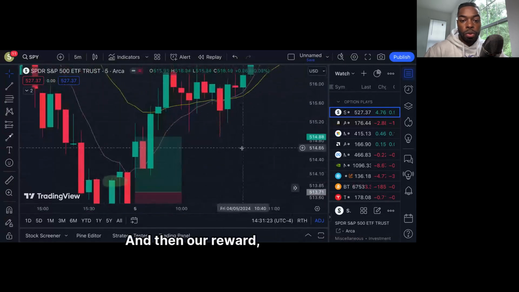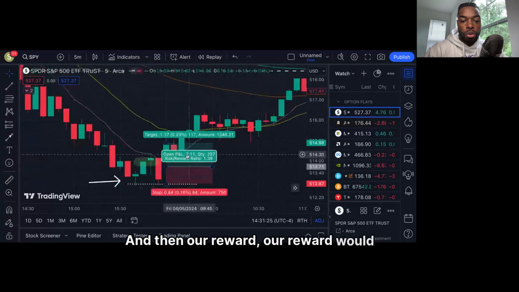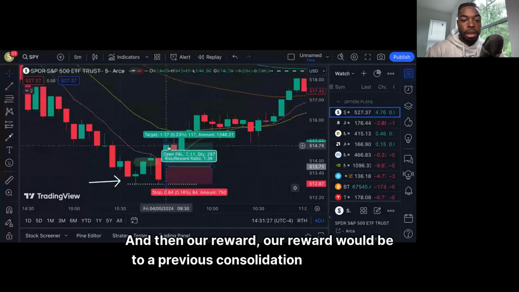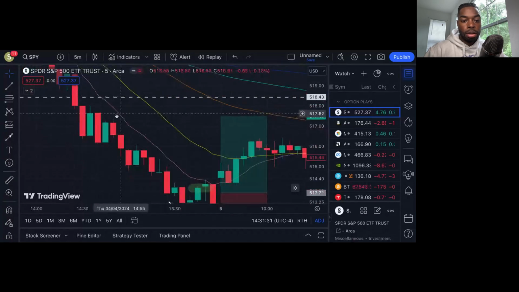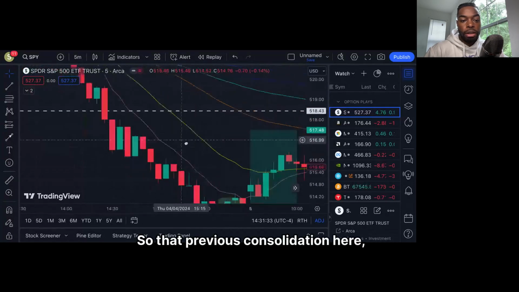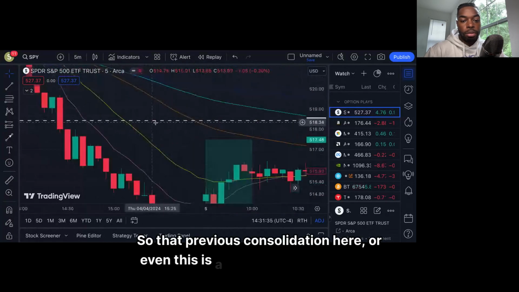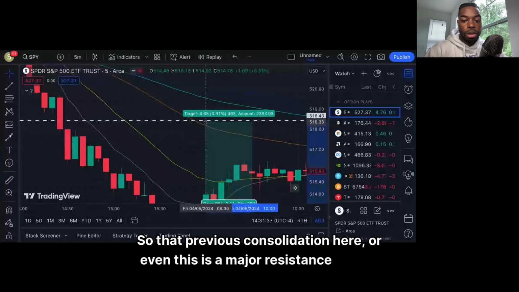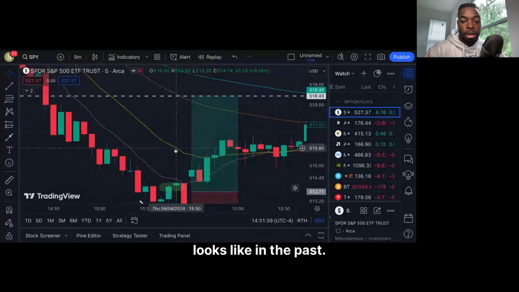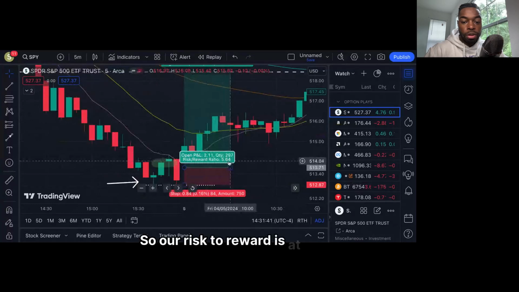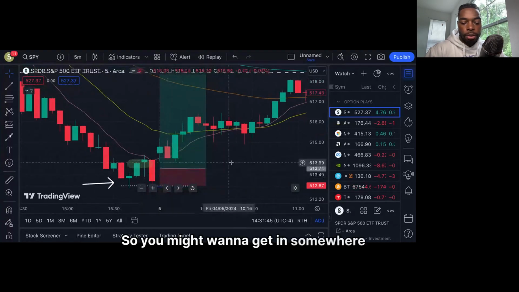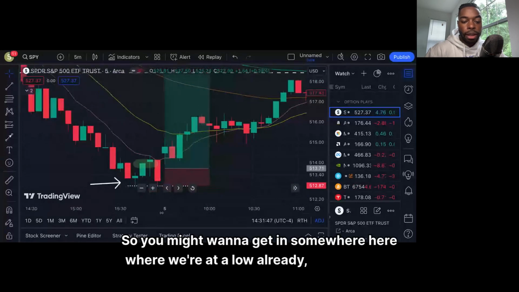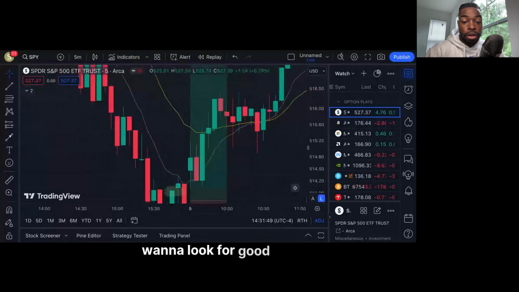And then our reward would be to a previous consolidation or a previous high. So that previous consolidation here, or even this is a major resistance area, it looks like, in the past. So our risk to reward is at 5.64. That's insane. So you might want to get in somewhere here where we're at a low already, and then you want to look for good signals to get in.